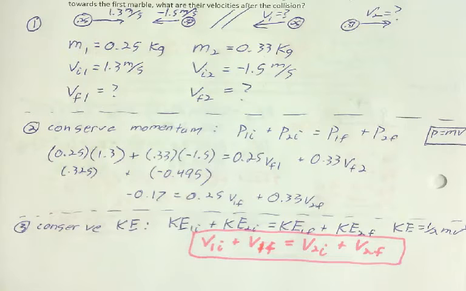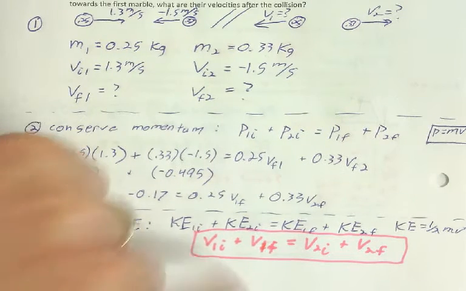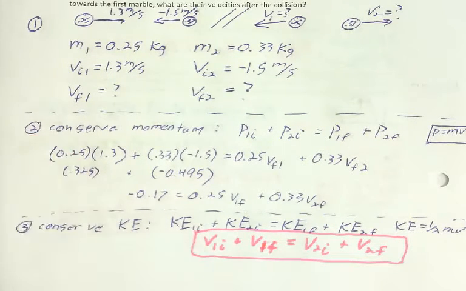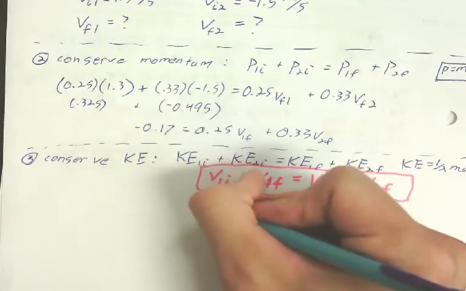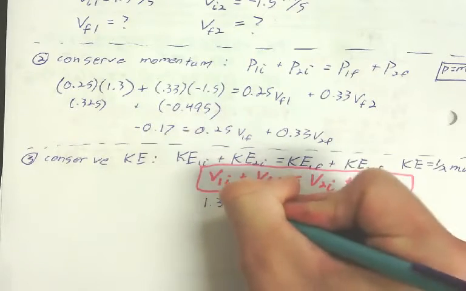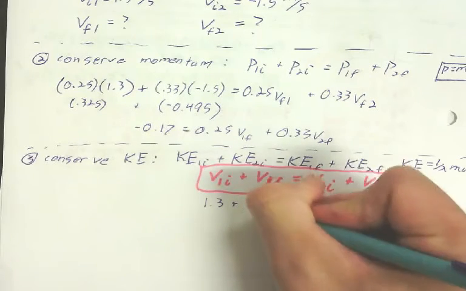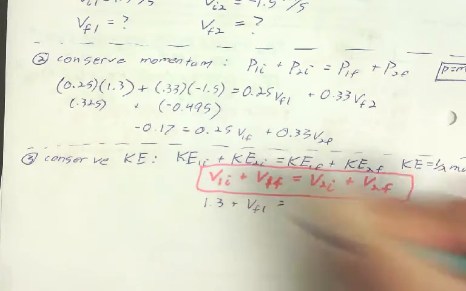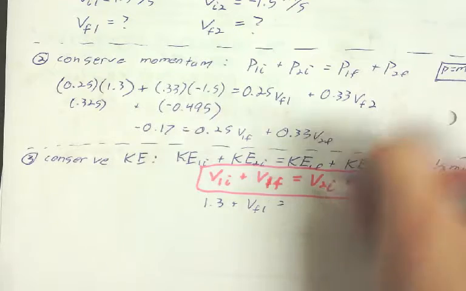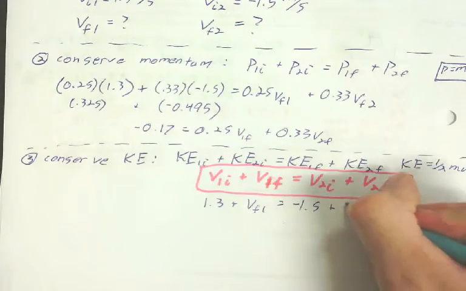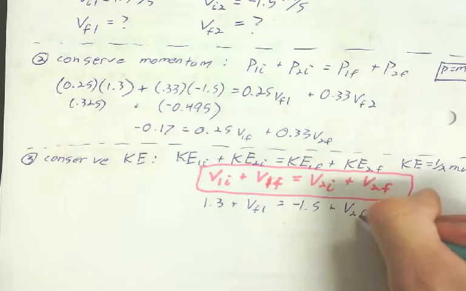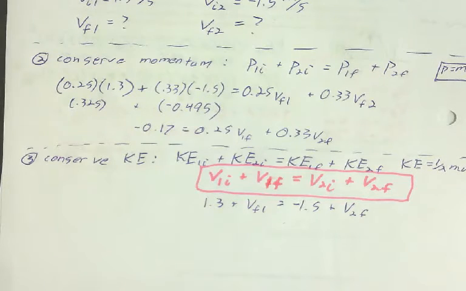So, when I say conserve kinetic energy, I mean do this. So, let's go ahead and do that. The initial of 1 is 1.3, plus the final of 1, I don't know what it is, equals the initial of 2, negative 1.5, plus the final of 2. There you go. Now we have two equations.